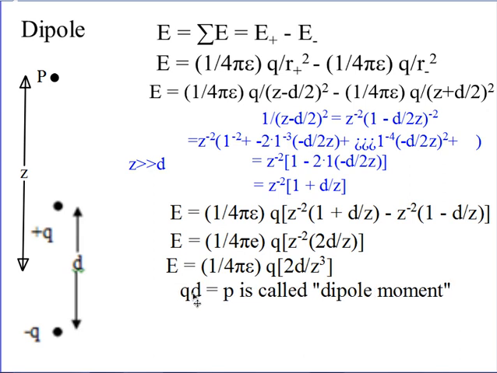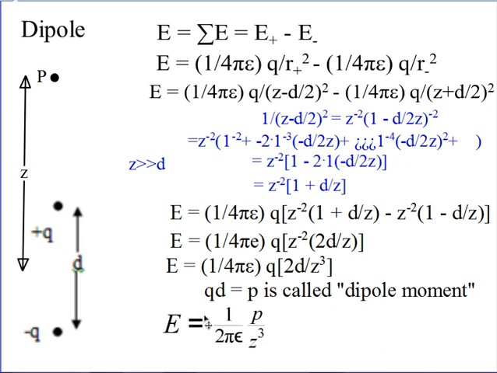I'm going to take this q times d, and I'm going to replace that with the letter p. I might have called that the dipole moment. But p, this q times d, is what is known as the dipole moment. And so this whole thing can now be written as 1 over, notice this 2 and the 4 on the bottom, so you end up with 1 over 2 pi epsilon times p over z to the third in the denominator. Not z to the minus 3, z to the third in the denominator. This is an expression for you to memorize.